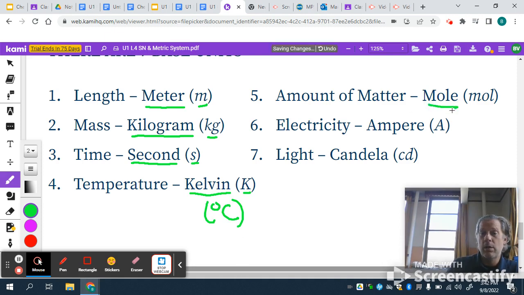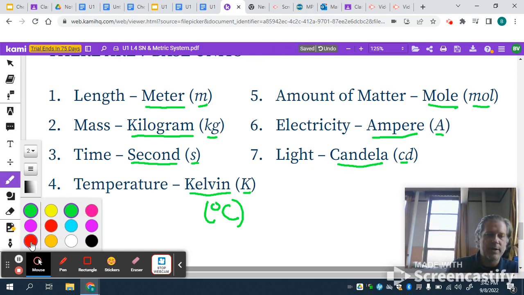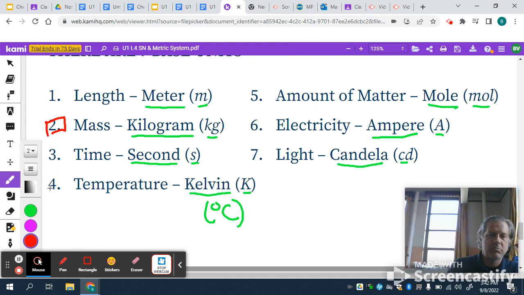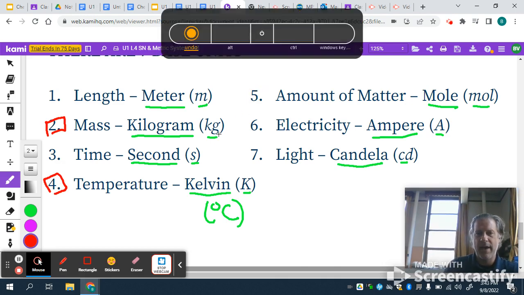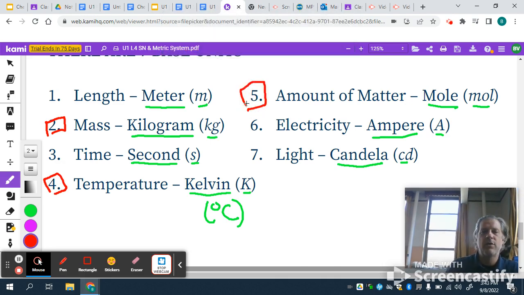There is the mole, which is what we measure amount of matter in. There's the amp or ampere, which is what we measure electricity in. And then there's the candela, which is what we measure light in, more specifically how bright a light is. So these are the units that you should be exposed to. But the ones that we're going to spend a lot of time with are mass, temperature, and amount of matter. Those are the ones that we're going to spend the most time with in this class.